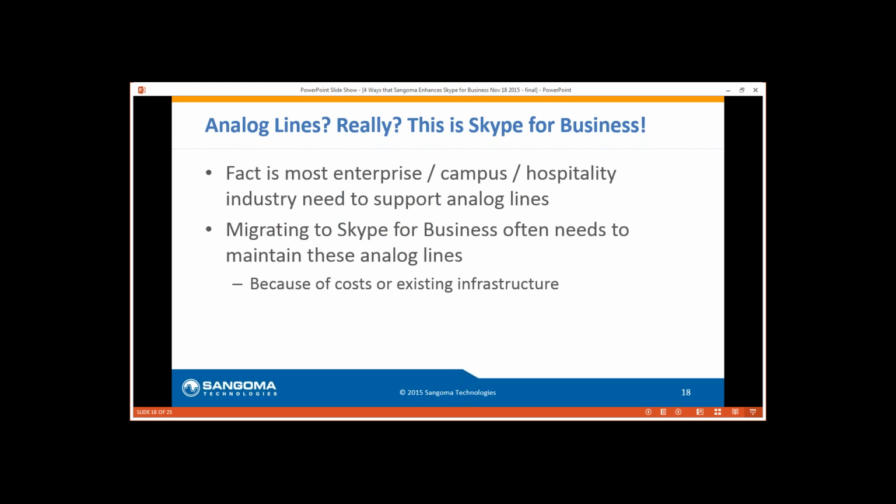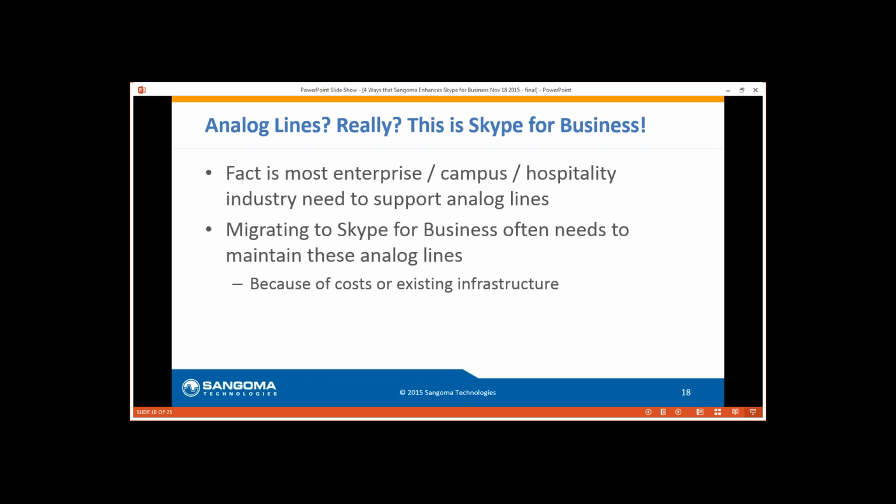It's very true for large enterprises that have large campuses, or colleges and universities with student dormitories, for instance, or even hotels. A lot of these verticals have a lot of analog lines. They don't deploy high-end digital phones in a hotel room, or super high-end phones in a student dorm.